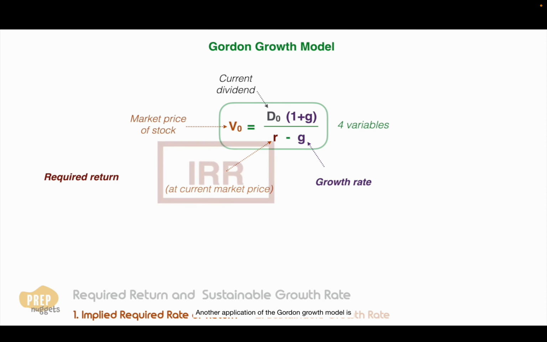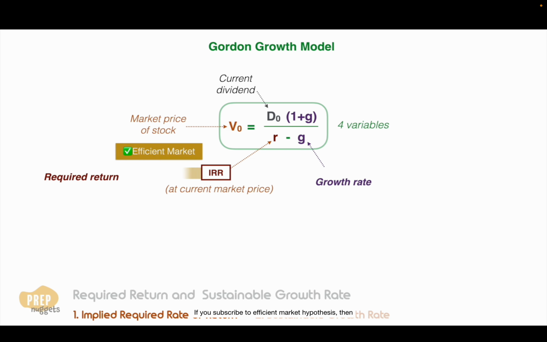Another application of the Gordon growth model is to calculate the internal rate of return of the stock based on the market price and an assumed fixed growth rate. If you subscribe to the efficient market hypothesis, then this IRR is an estimate of the required return of the stock. Calculating this IRR is very simple using the Gordon growth model. Simply plug in the current dividend, stock price, and assumed growth rate, and solve for R.